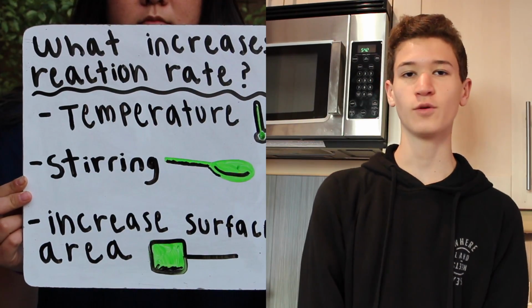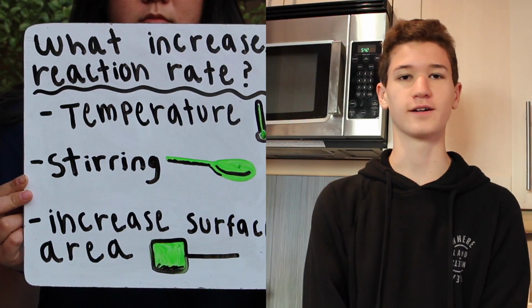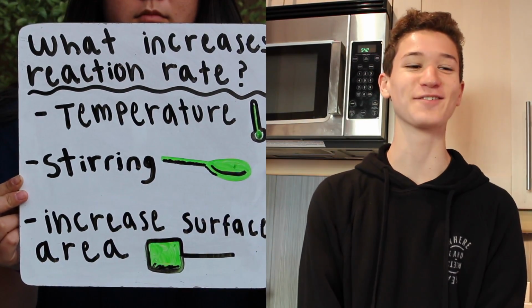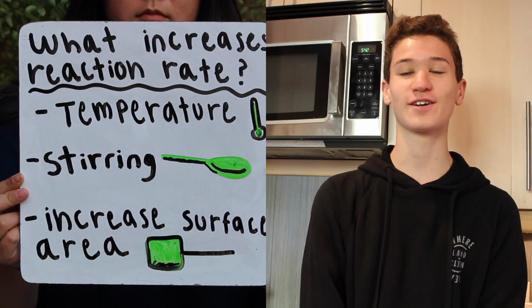When cooking waffles, there are all sorts of things that affect the reaction rate. For starters, temperature. The hotter the waffle iron, the faster it will cook. Just like any other reaction, the particles move around faster when heat increases, making the reaction occur faster.